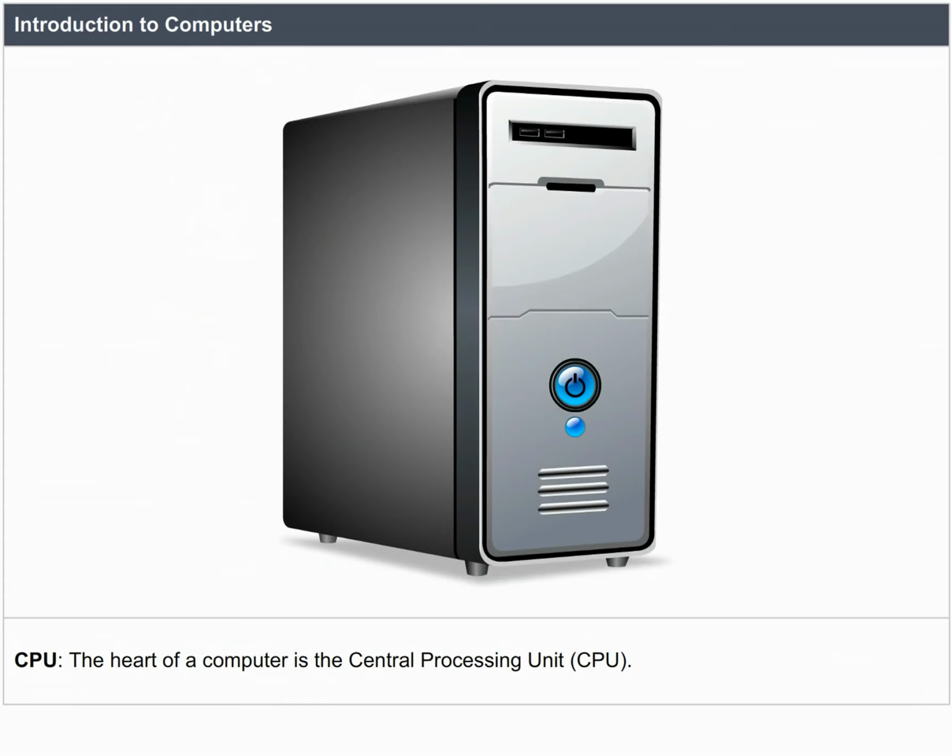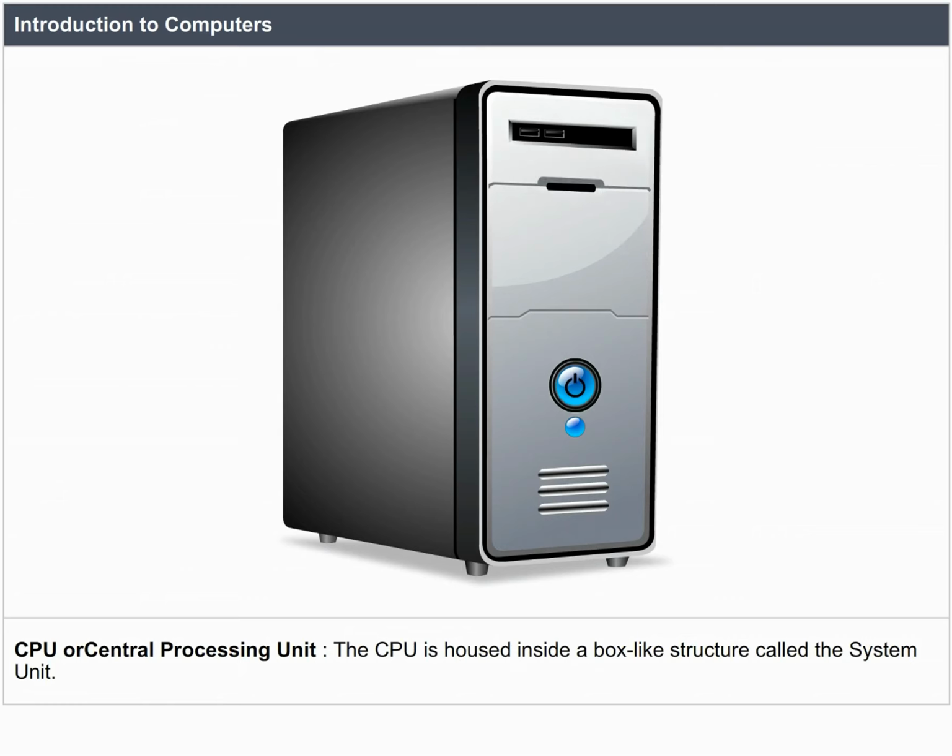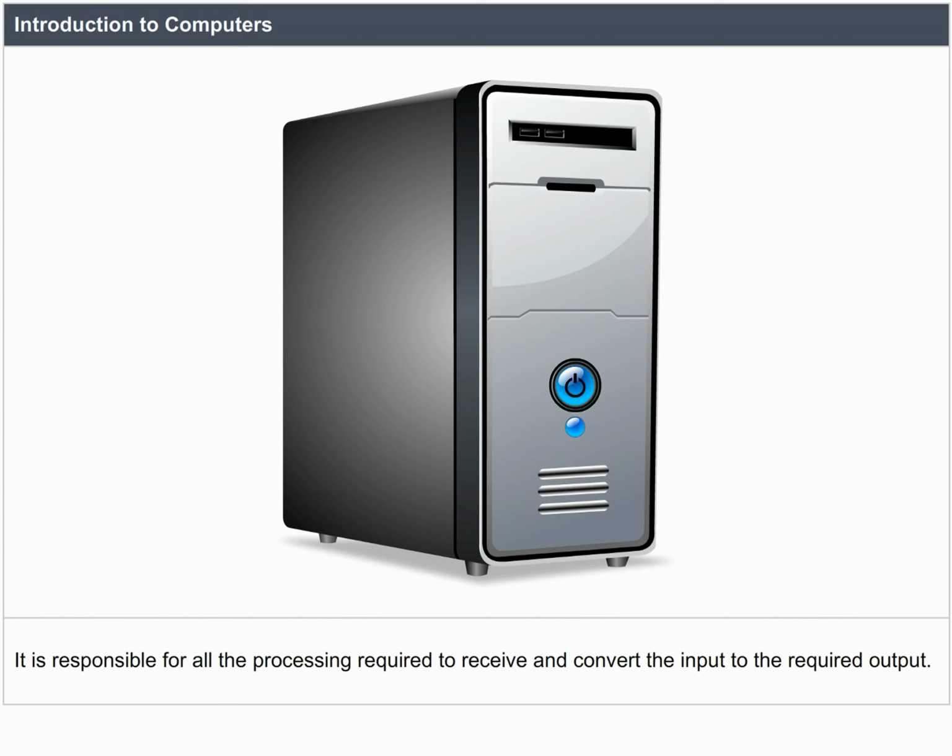CPU. The heart of a computer is the central processing unit, CPU. The CPU is housed inside a box-like structure called the system unit. It is responsible for all the processing required to receive and convert the input to the required output. It performs all the arithmetic calculations and logical operations. It also coordinates and controls the other devices of the computer.